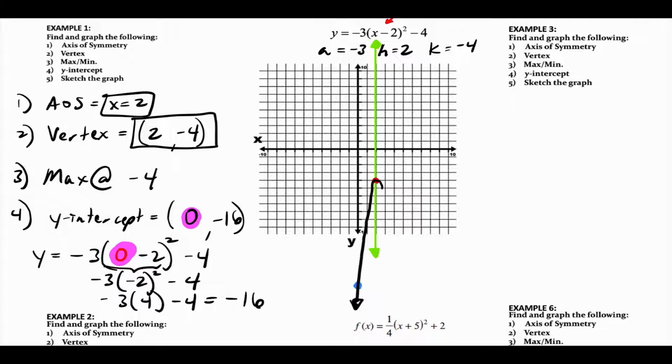Remember, the green line reflects, so whatever happens on one side is going to happen on the other. So that means there would be a blue dot here too. Okay, done.